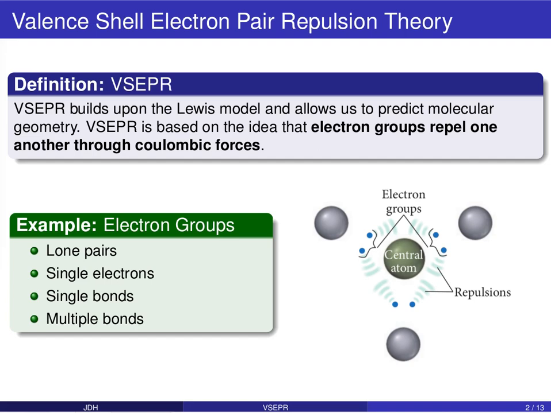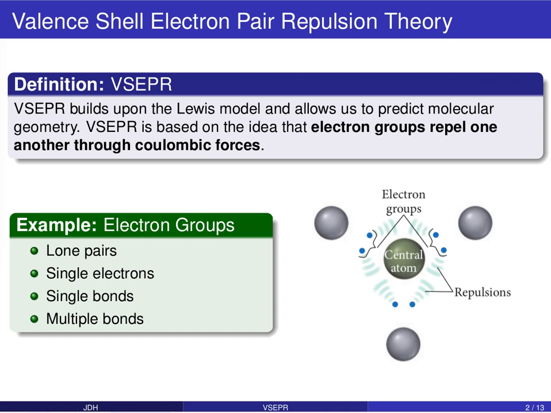Lewis model and predict geometry, or three-dimensional arrangement of atoms, rather than simply the connectivity or bonding that the Lewis model gives us. So remember, our first step in understanding geometry is to build that Lewis model and then use VSEPR to predict the geometry.